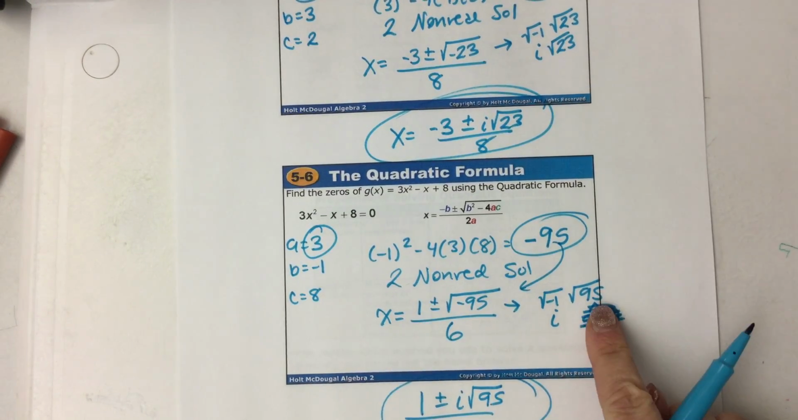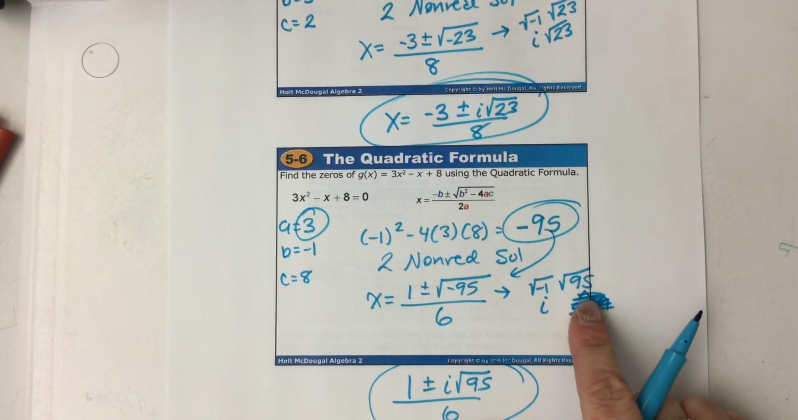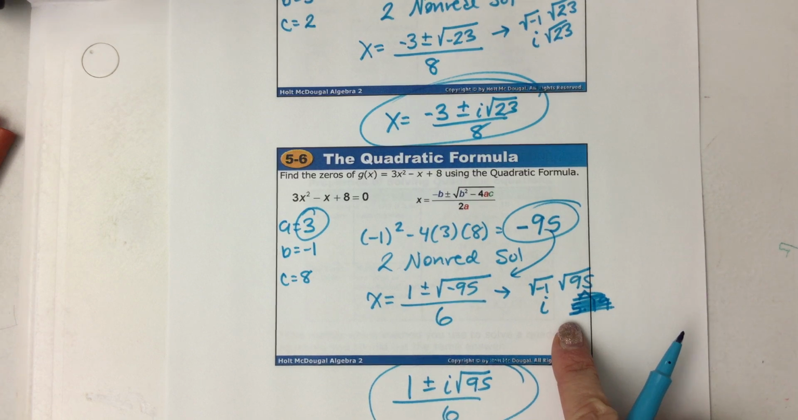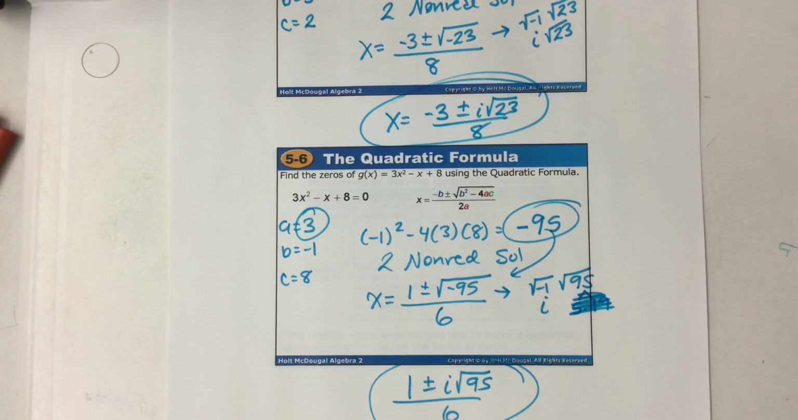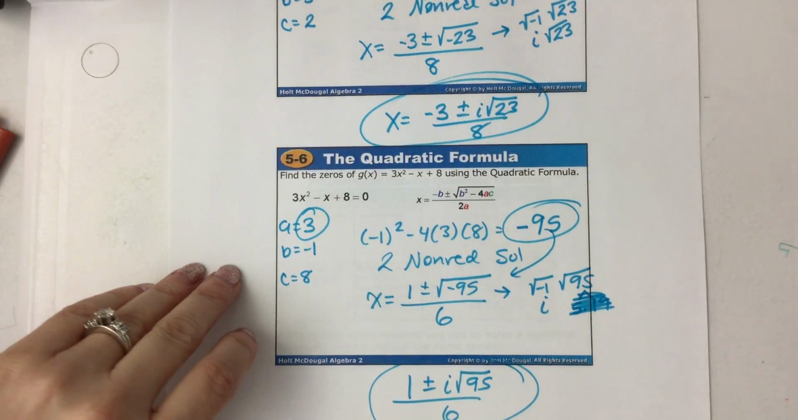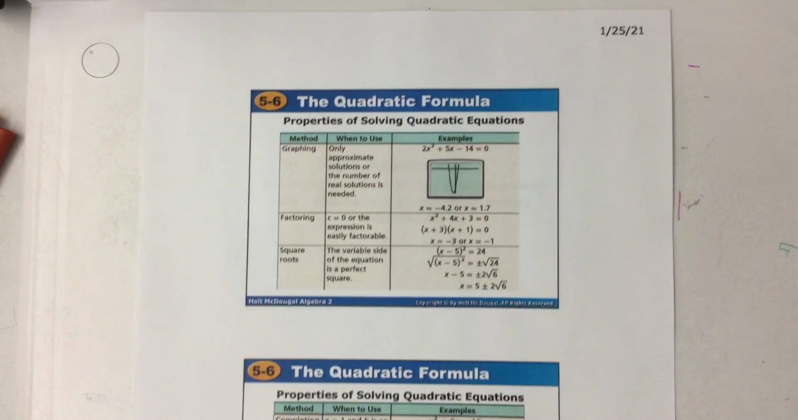That's your final answer. The reason why I could not simplify it any further is because when I went ahead and divided this, I got 5 times 19. Both of those numbers are prime. They're not a pair of numbers, so I could not cross it off, meaning 95 was in simplest form. That is the quadratic formula.